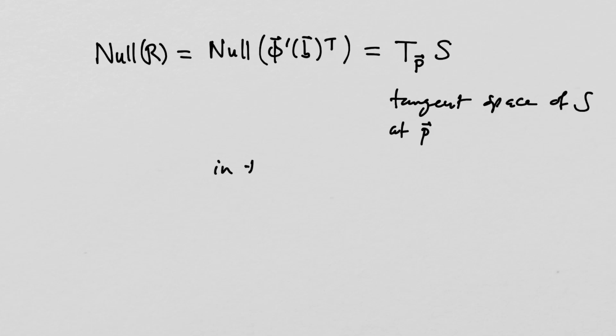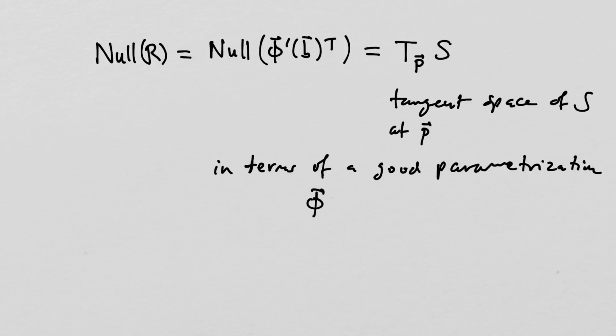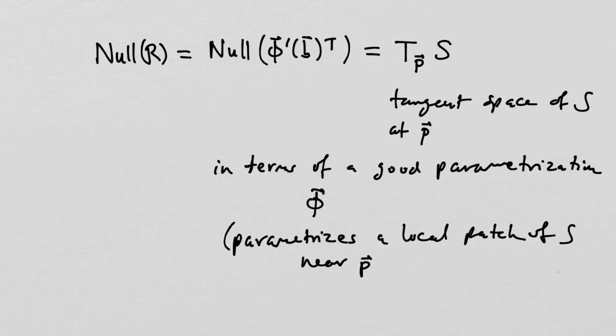Okay, we described it in terms of a parameterization, a good parameterization. Phi. And now notice that phi does not parameterize the entire set S. It just parameterizes a local patch of S near P. And that's all that's necessary, because the tangent space is local to P. The relevant piece of S is not the entire set S as a global object, but just the portion of S near P. The shape of that is what determines the tangent space at P. How it's shaped far away from P is completely irrelevant. So we don't need a parameterization of the whole set S globally. We just need a parameterization of a local patch.